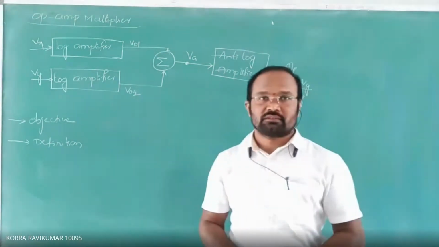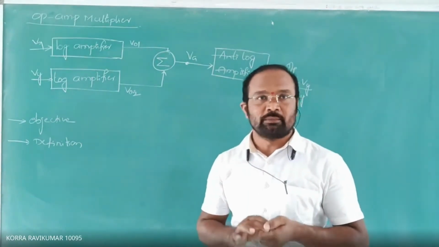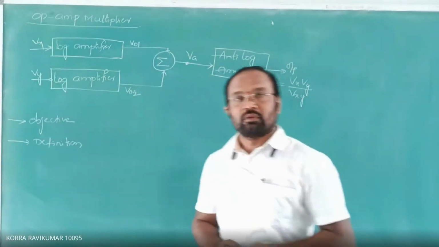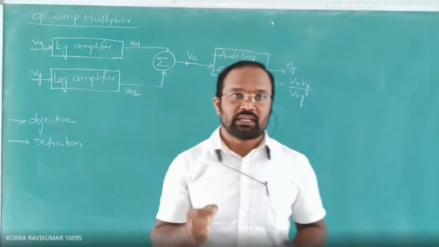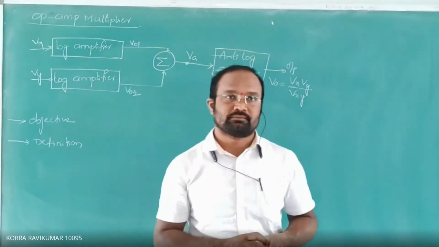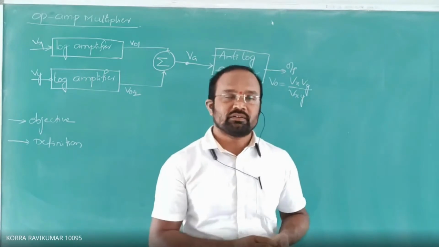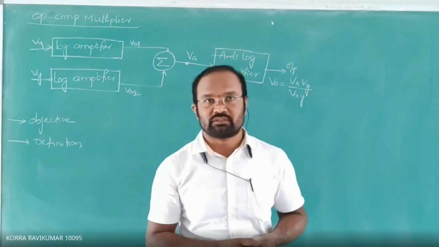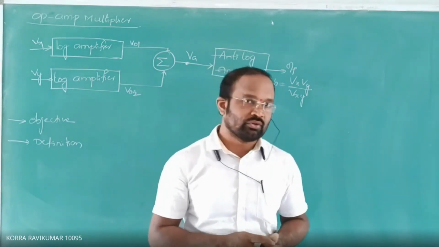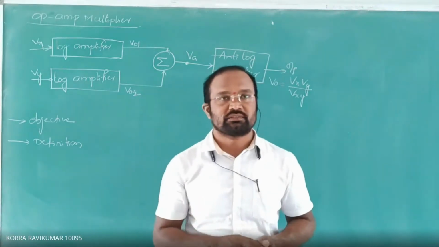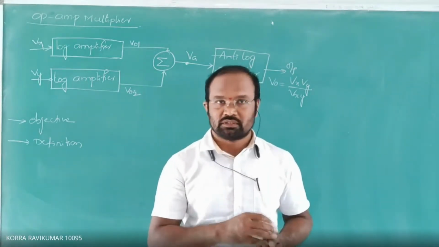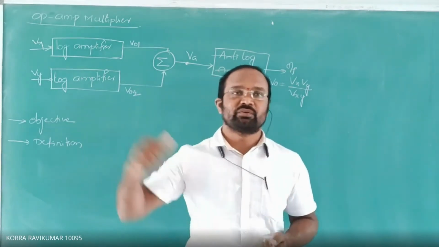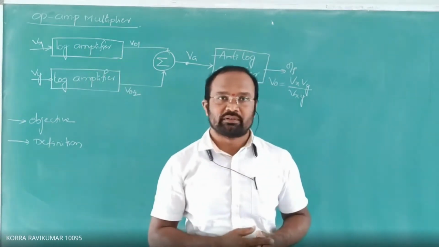In today's class, we are going to learn about the topic called op-amp multiplier. Op-amp multiplier is also called an analog multiplier. The main application of this analog multiplier is in communication, like modulation, demodulation, amplitude modulation, frequency modulation, and phase modulation. There, mainly, we use this analog multiplier.